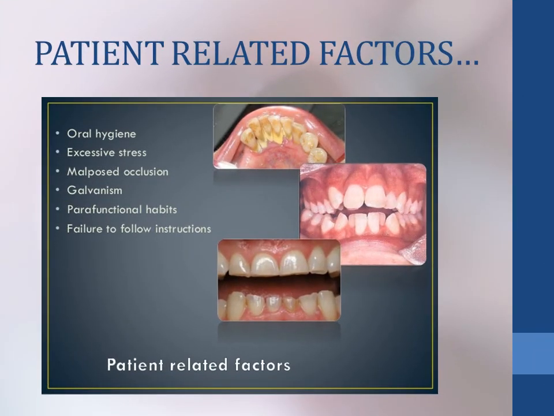Patient related factors. Now, these are the factors related to patient. The foremost one is oral hygiene. If the patient is not maintaining his oral hygiene, it has heavy calculus deposits, periodontal disease, gingivitis, that can lead to failure of the filling. Excessive stress. Yes, stress has also been linked to failure of amalgam filling. Malposed occlusion, galvanism, parafunctional habits like bruxism or tooth clenching, failure to follow instructions.